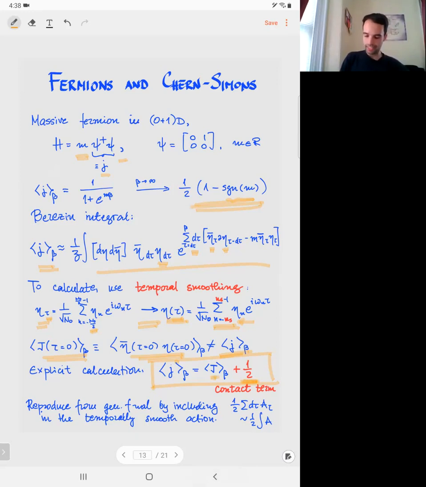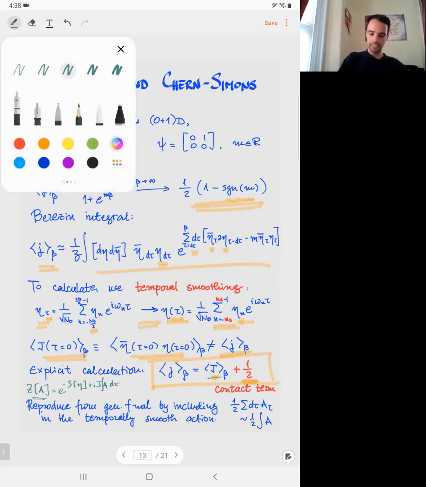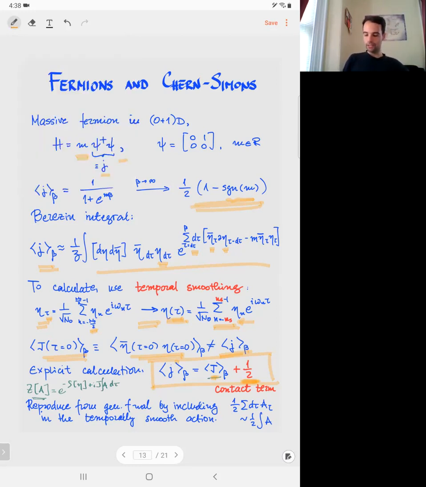If you imagine that you've gotten this expectation value of j by considering some object like Z of A, which is e to the minus S of eta plus jA, maybe there's an i here, I guess summed over tau. So if you imagine that you've gotten this j by differentiating an object like this, then this relation tells you that the only way to get the right answer, to get the right finite contact term, is to add this half integer Chern-Simons term to the generating functional.